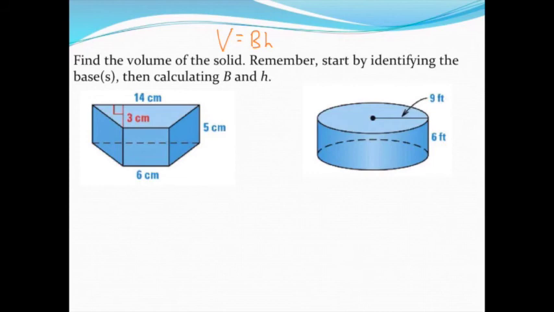To find the volume of a prism or cylinder, we're going to use the formula V equals BH. B is the area of the base and H is the height of the prism or cylinder. So first thing, let's go ahead and find our bases.